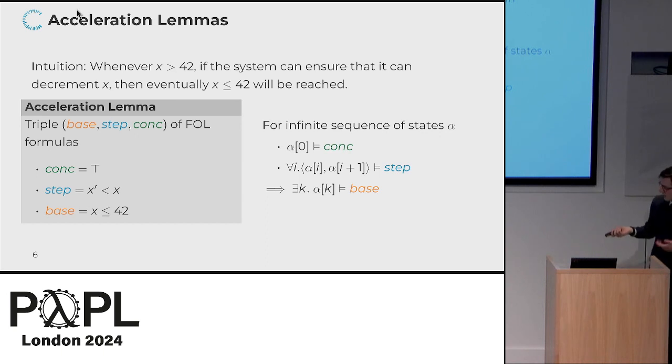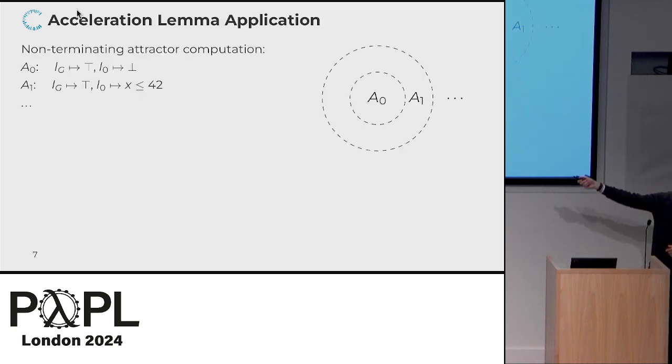Okay, so now how do we apply this to our attractor computation? Here we had our non-terminating attractor computation, and here I have a schematic version. So this is the first set, this is the second set, and so on.